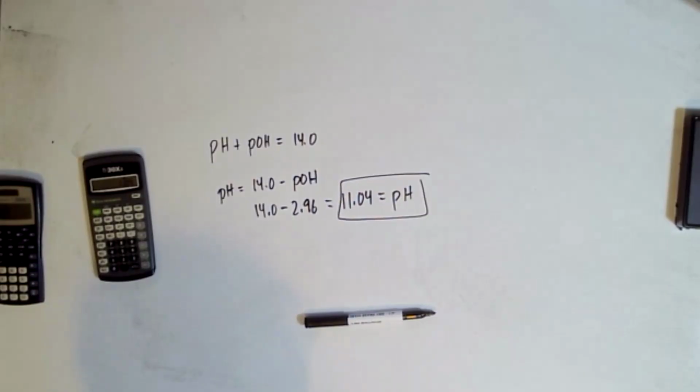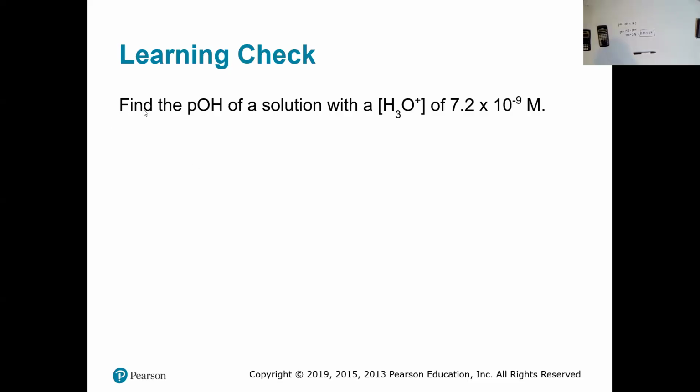The next question is, how do you find the pOH of a solution that has an H3O plus concentration of 7.2 times 10 to the negative 9? There's a few ways you can do this. I'm just going to show you one of them. Well, maybe I'll show you two.